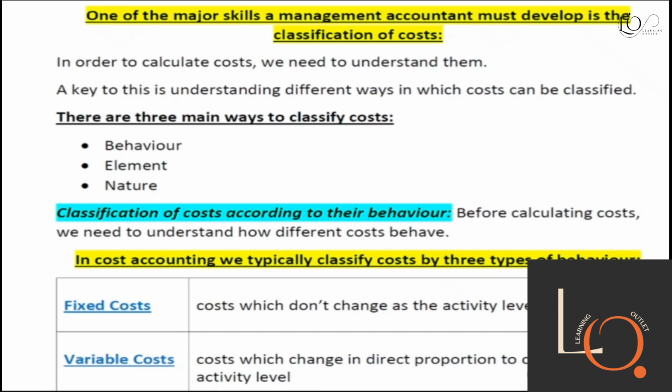Understanding costs is vital for this role, and costs can be classified into three main categories again. Now you can identify and split any cost by using any of these three categories. First being behavior, you can divide costs based on behavior, you can divide costs based on elements, and you can divide costs based on the nature of the costs. We will be taking each one by one to help you develop an understanding of the same.